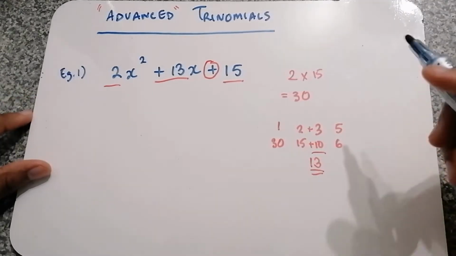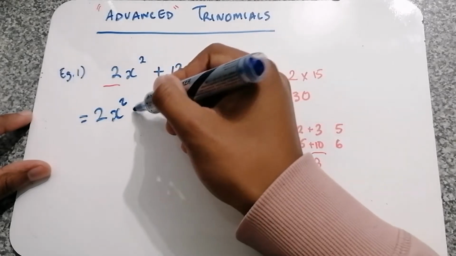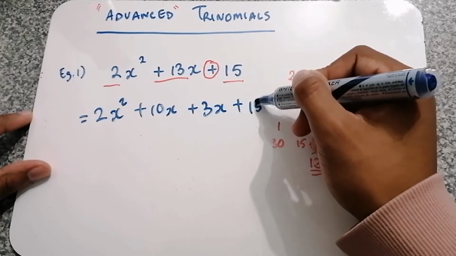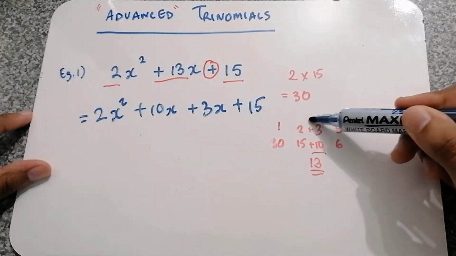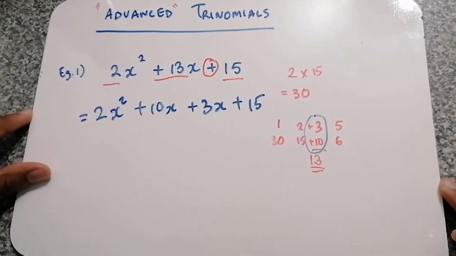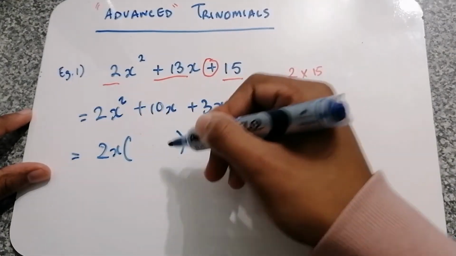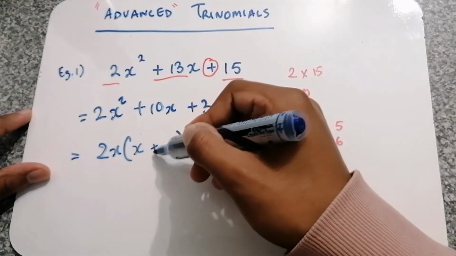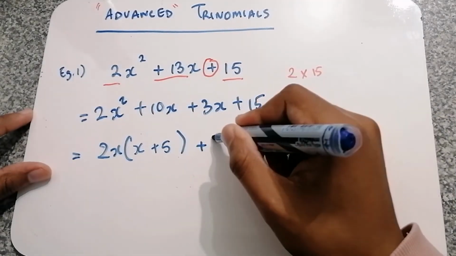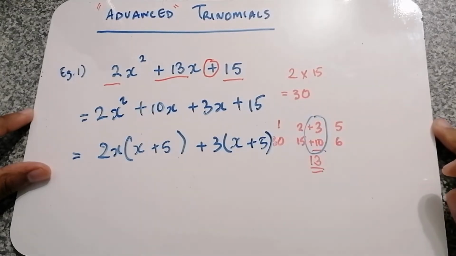Right, so watch how I do this now. I now write 2x squared plus 10x plus 3x plus 15. Now the 10 and the 3 comes from the factors that I've chosen. Then I'm going to be pairing these factors. So I factor out a 2x with the first two terms. So if I factor out 2x, I'm left with an x plus 5. Then if I look at the last two terms, I want to factor out a 3. So I take out 3 as a common factor, and I'm left with x plus 5.